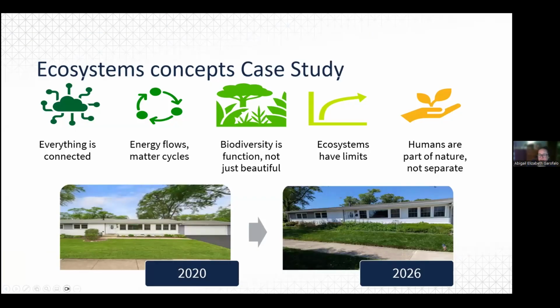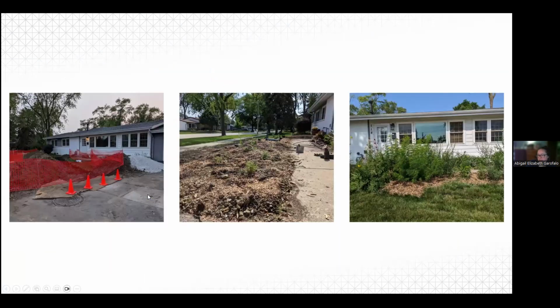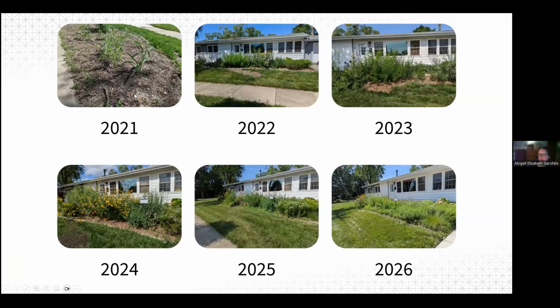So going more into how this landscape has supported all these different ecological functions, I'm going to speed through this. This is what it looked like initially. Again, unfortunate sewage pipe incident. Then we planted. It's grown over time. I wish I had more photos of it up front from 2021, just because I think that'd be really cool. But I have ones from every year and how it's evolved and changed over time.